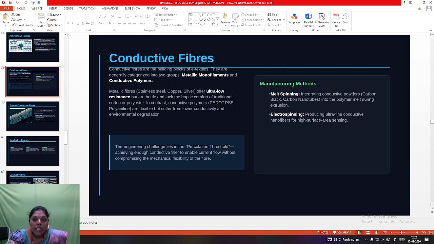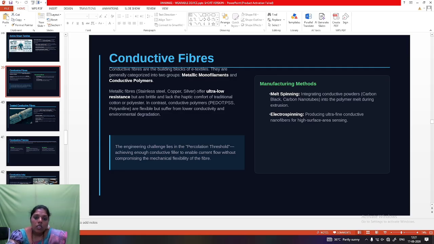Next topic, conductive fiber. Conductive fibers are the building blocks of e-textiles. They are generally categorized into two groups: metallic monofilament and conductive polymers.